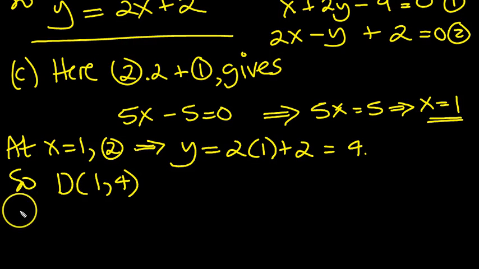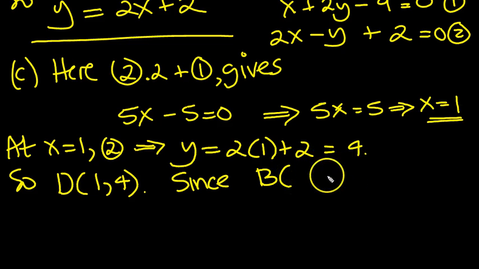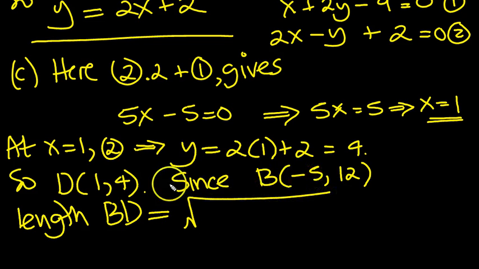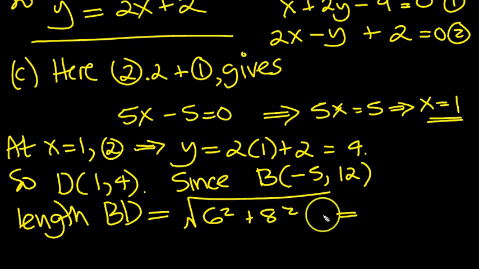Since B has coordinates minus 5, 12, length BD then, let's just write that down for the reader to see clearly what we're doing. Length of BD is the square root of 6 squared, as we said, the difference between the x's. The difference between the y's is 8, so that's 8 squared. That's 36, that's 64, it's the square root of 100, which we know to be 10. Okay, that's length BD then.